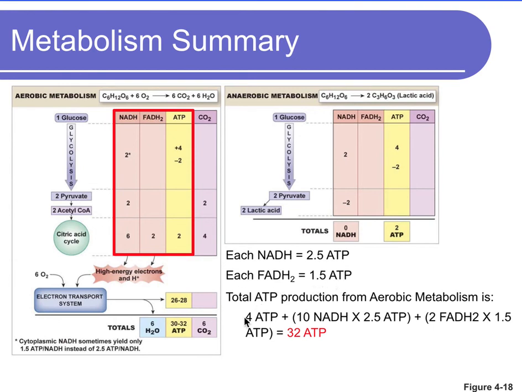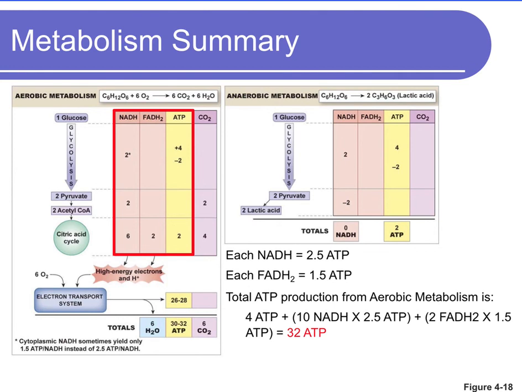So in total, we have our 4 ATPs that we created, 1, 2, 1, 2. The 10 NADHs, 6 plus 2 plus 2 is 10. For every NADH, we get 2.5, so we're going to multiply that. For the two FADH2s that we created here, and for every FADH2 we get 1.5, so 2 times 1.5. And if we do the math, we get a net gain of 32 ATP. So for aerobic metabolism, starting off with 1 glucose, we get a net gain of 32 ATP molecules.